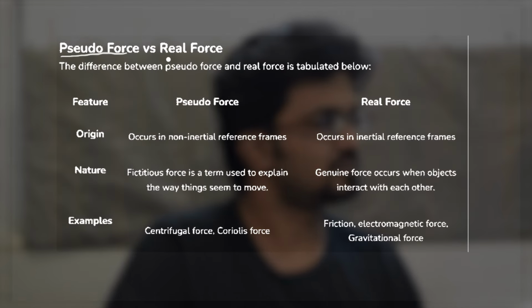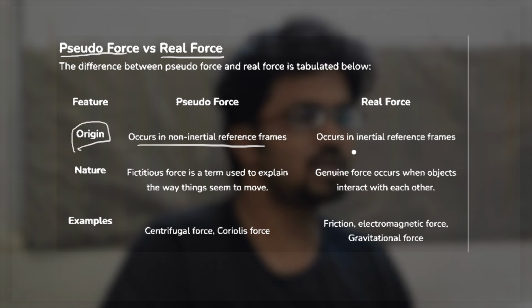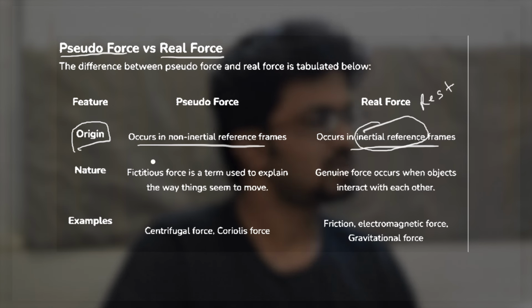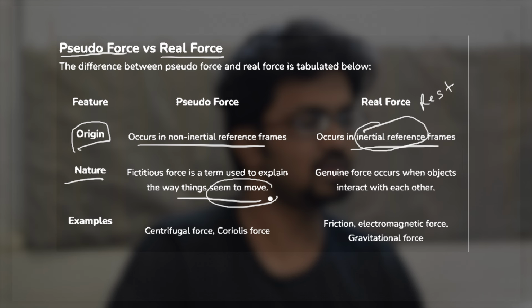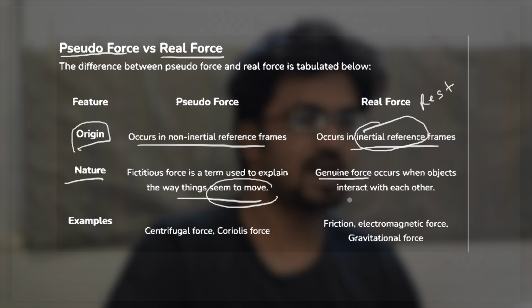So, pseudo force versus real force. The difference between pseudo force and real force is tabulated below. Origin: the pseudo force occurs in a non-inertial reference frame, while the real force occurs in inertial reference frames. What are inertial reference frames? Inertial reference frames are those frames which are at absolute rest as compared to their surroundings. The fictitious force is the term used to explain the way things seem to move. It's not actually moving; it only appears to a person in a non-inertial frame that something is moving in this way or that way. A real force is a genuine force. Its origin is an actual cause. It occurs when objects interact with each other.